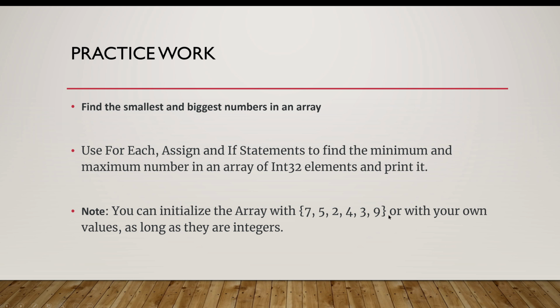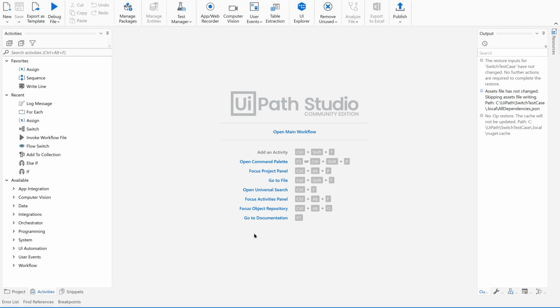So there is an array. This is nothing but a collection of some numbers which we are going to use as input, and we need to find the smallest and biggest among these numbers using these three activities. So let us move on to our UiPath Studio. So let me create a sequence.